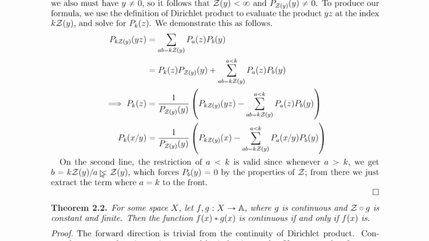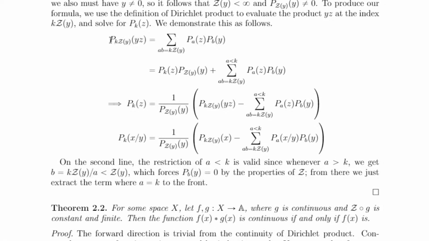But if b is strictly less than z of y, then p sub b, the bth projection of y, is 0. Because that's what our z function does. It tells us the lowest index where the projection is non-zero, which means if b is less than that, then it has to be 0. So we don't get any other terms for a greater than k. They're all zeroed out. So that allows us to just do a less than k. We have the a equals k term, the a greater than k term all gets zeroed out, and then we have the a less than k terms, and that's what's left.